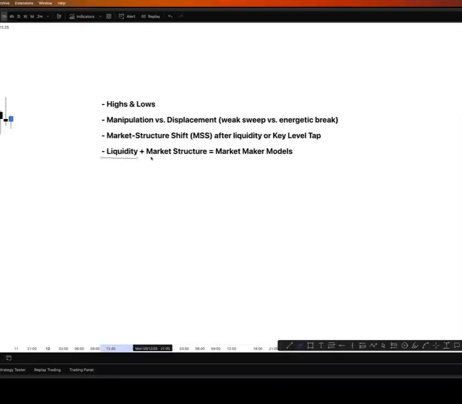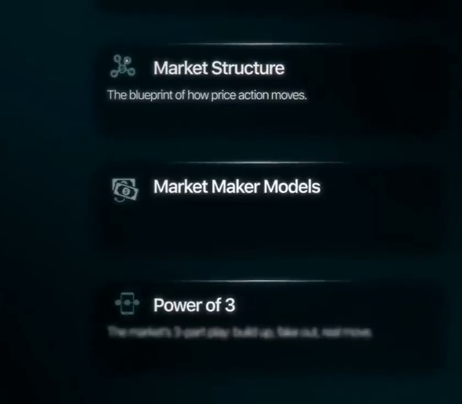Now that you've learned liquidity and market structure, let's combine them into how you're going to make money using these concepts, which is market maker models.